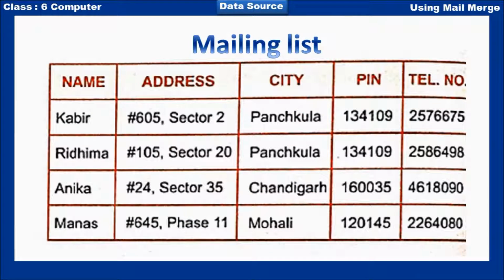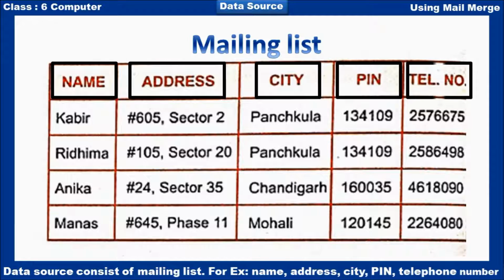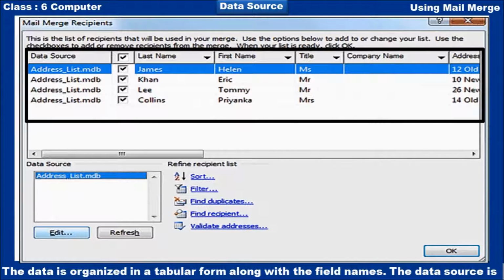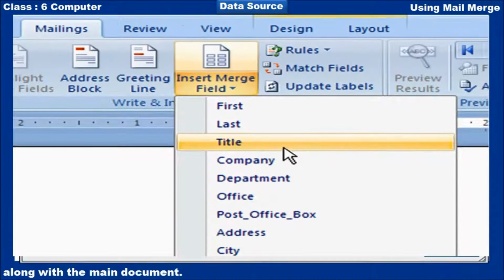Data source. Data source consists of the mailing lists. For example, name, address, city, PIN, telephone number, etc. The data is organized in a tabular form along with the field names. The data source is associated with the main document, and it becomes very easy to merge addresses along with the main document.